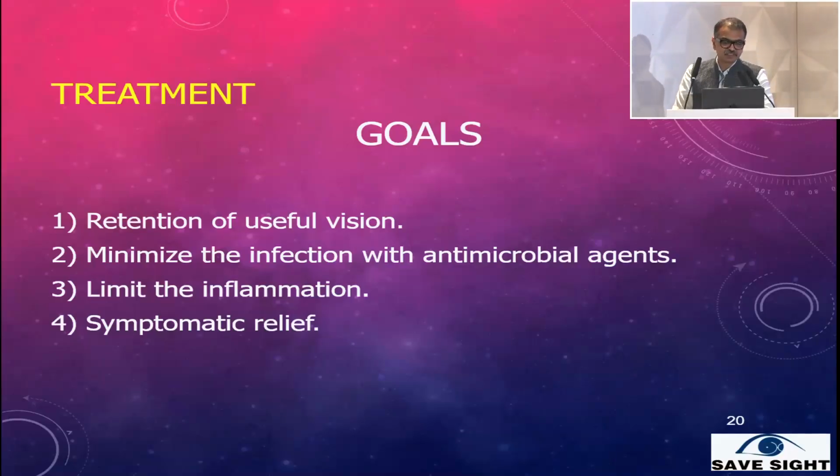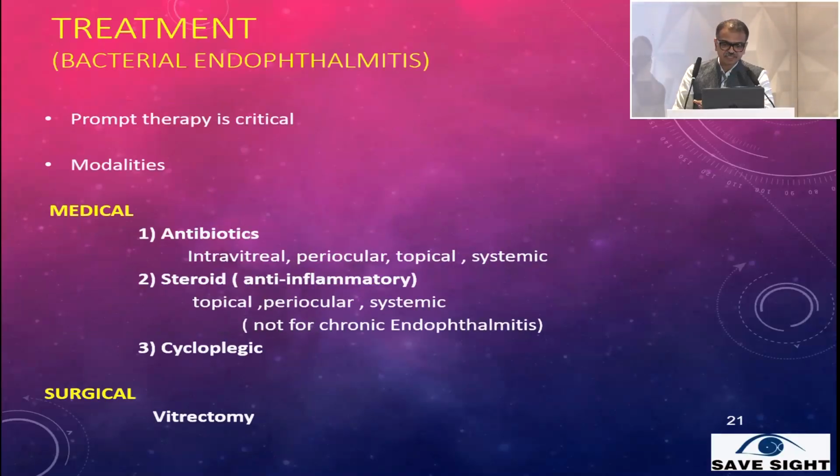So the treatment protocol, the goals of the treatment in these cases, is you want to retain useful vision, minimize the infection with antibiotics, limit the inflammation, and give patients some symptomatic relief. As I said, our choice of treatment is determined by the clinical picture and not whether the vision is light perception or worse.